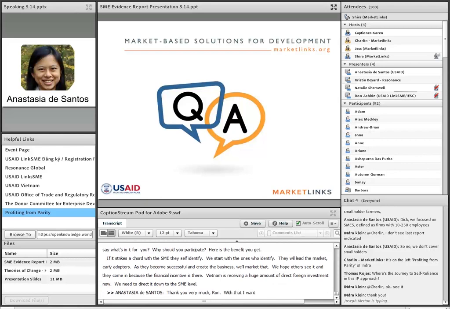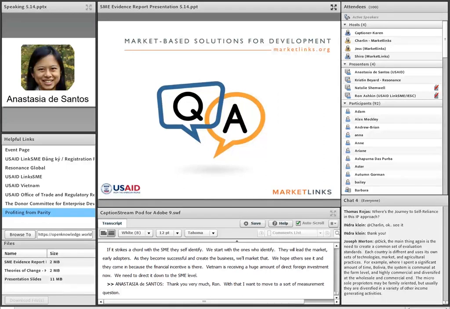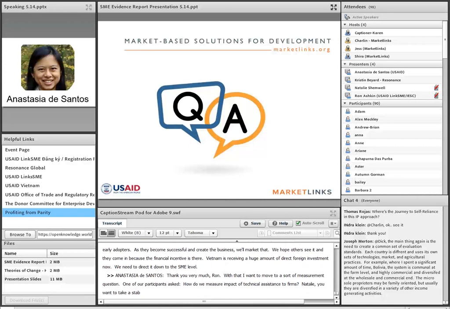With that, I want to move to a sort of measurement question. One of our participants asked, how do we measure impact of technical assistance to firms? I don't know if Natalie, you want to take a stab, and also Ron, and I can add anything at the end also.